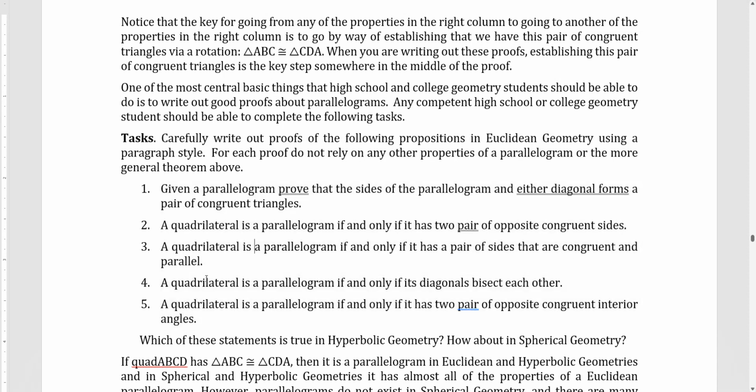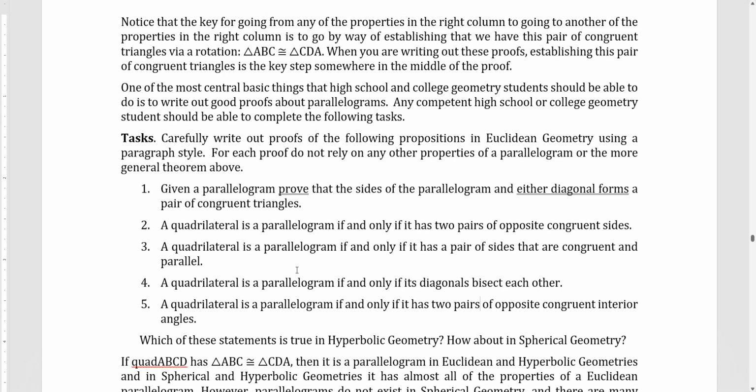So you should be able to, for example, given a parallelogram, prove that the sides of the parallelogram and either diagonal form a pair of congruent triangles. Or take a quadrilateral is a parallelogram if and only if it has two pairs of opposite congruent sides. A quadrilateral is a parallelogram if and only if it has a pair of sides that are congruent and parallel. A quadrilateral is a parallelogram if and only if its diagonals bisect each other. A quadrilateral is a parallelogram if and only if it has two pairs of opposite congruent interior angles.